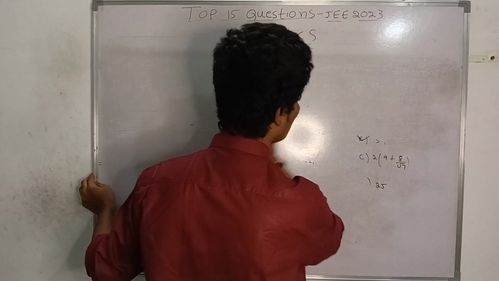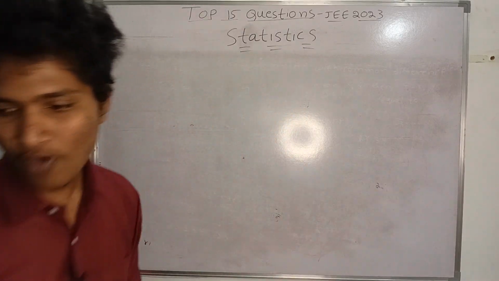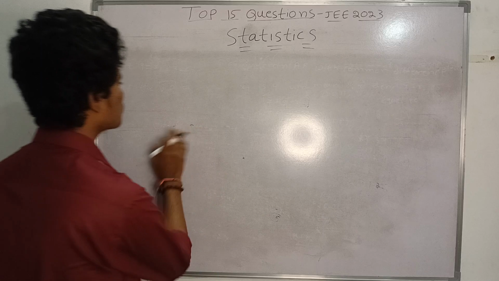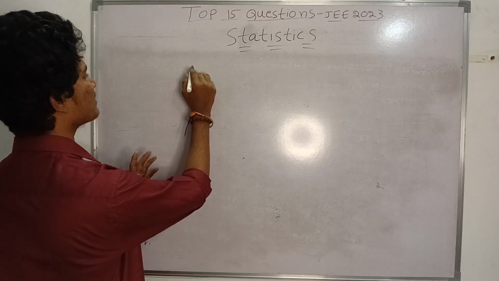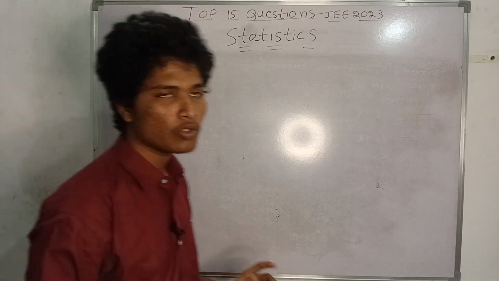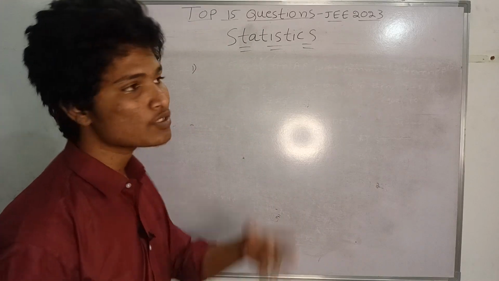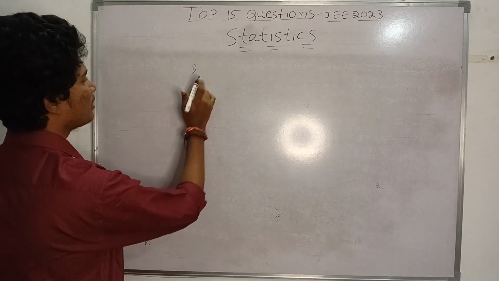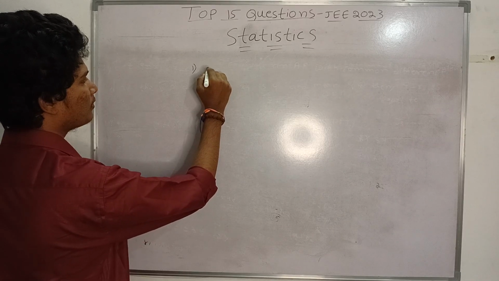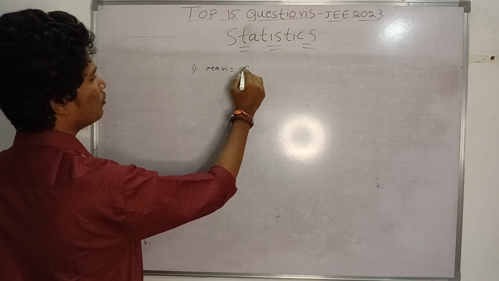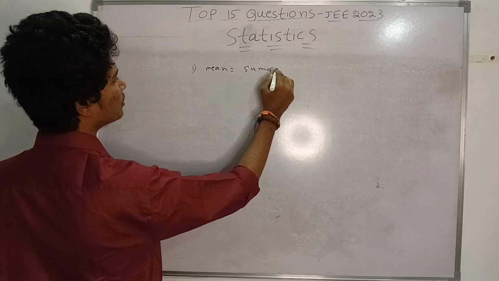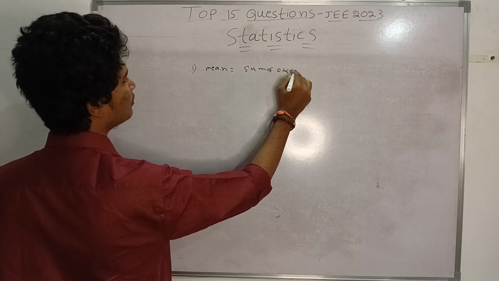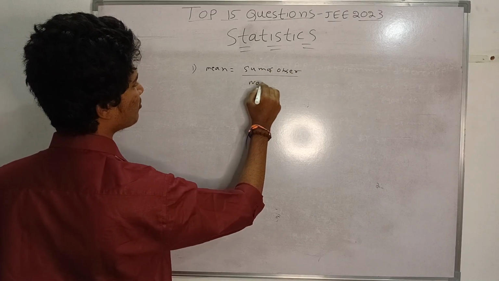Basically you have to remember only the formulas and a little bit of concept. So I can write some formulas here. If you want to see all the formulas of statistics, you can go and watch the video of statistics in the Changemakers batch. The first formula is mean equal to sum of observations divided by number of observations.